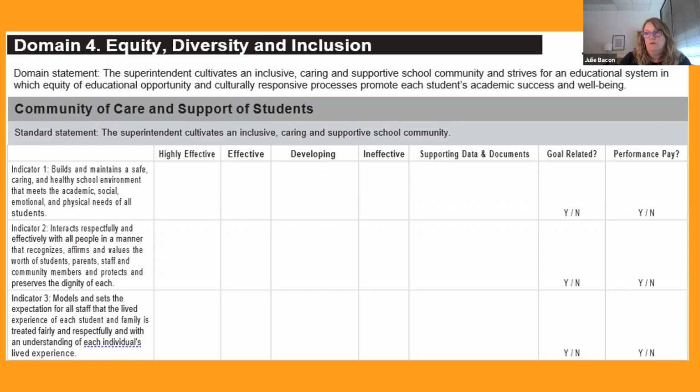And then the idea that the superintendent helps staff, models for staff, and sets an expectation that each student is an individual, and you will respect that and think about that as you're interacting with them.